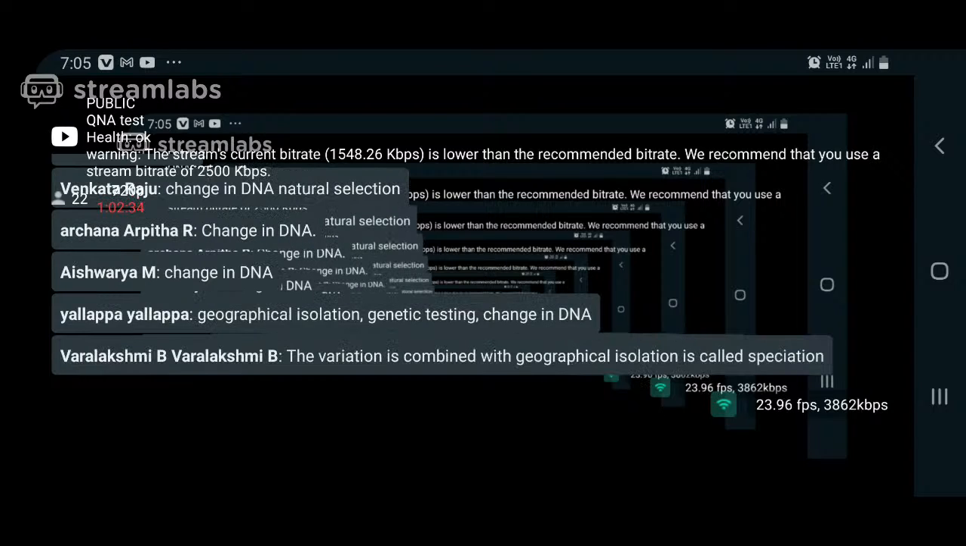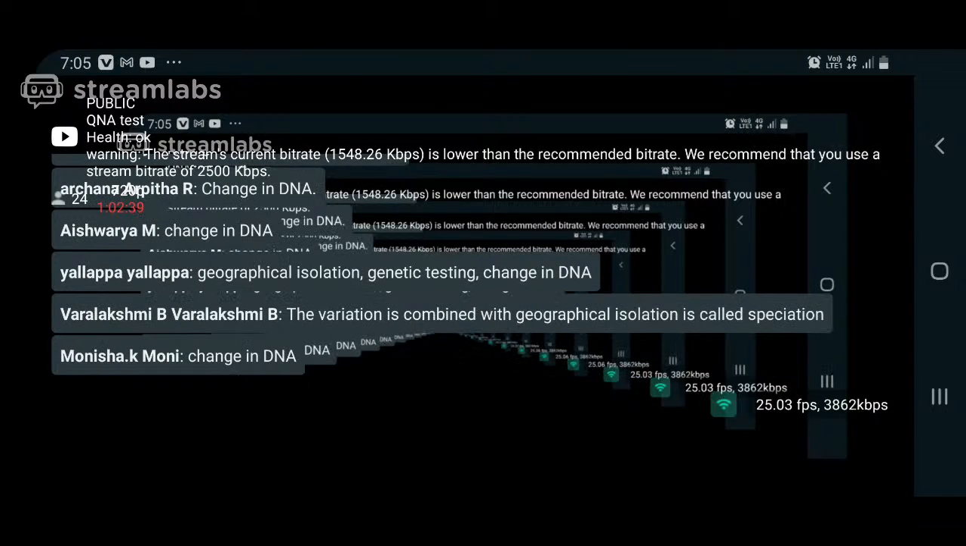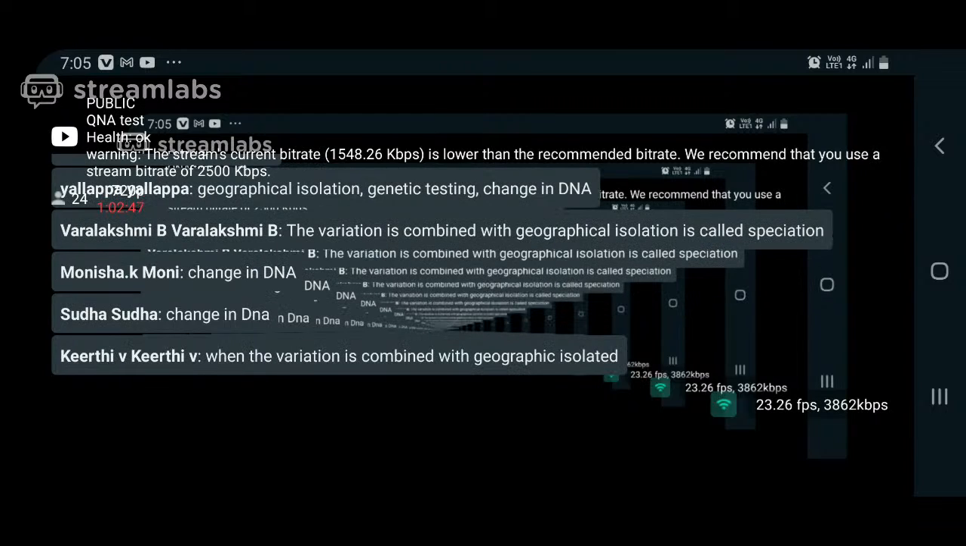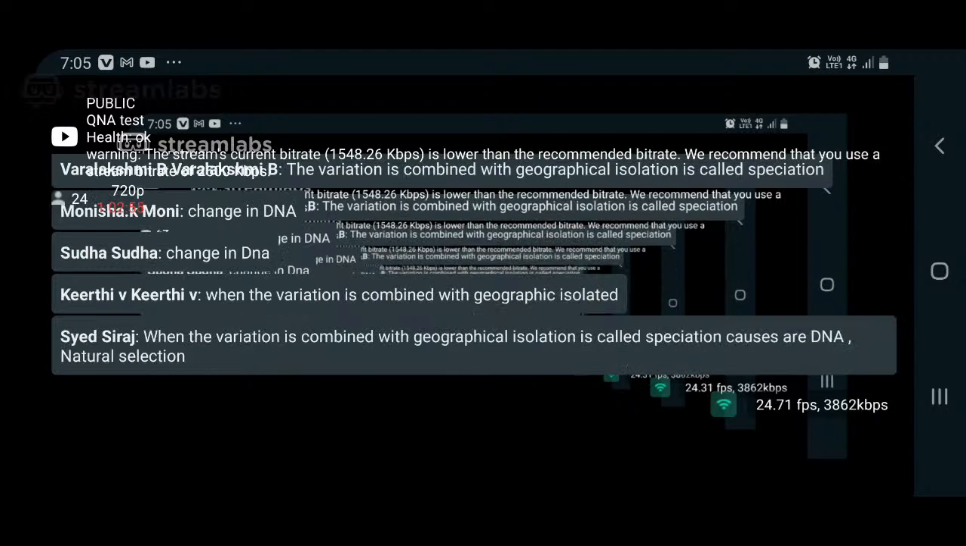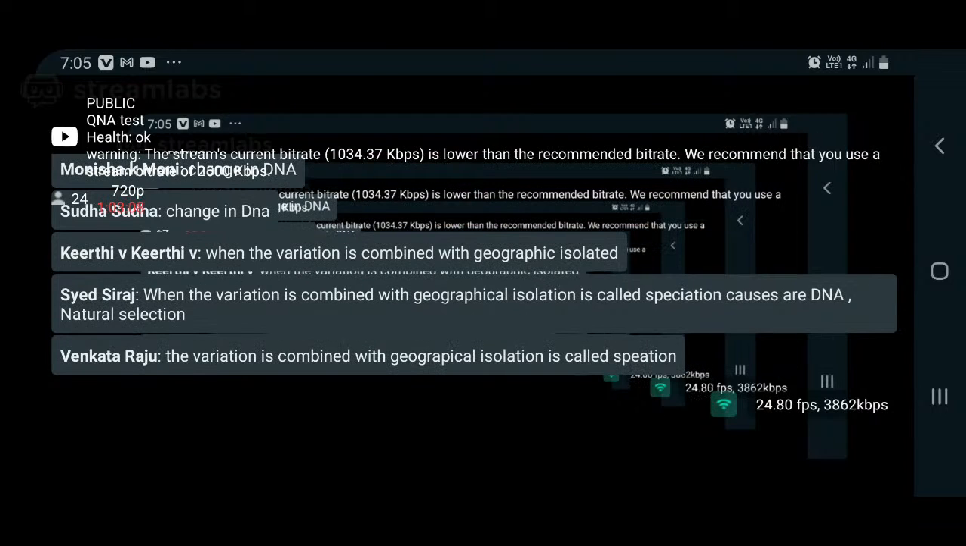Okay, Yellappa, it is genetic testing. It is not genetic testing, genetic drift. Genetic drift. What is that, Ruxana? The causes are DNA. Huh? Natural selection, okay. How come a direct answer like the cause is DNA?